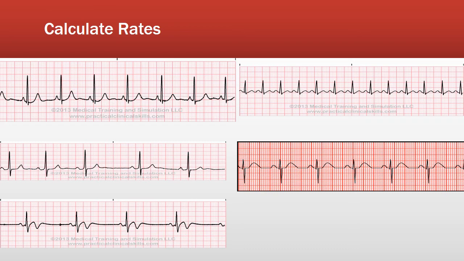Let's go to the bottom left. If we did the 6-second, that would be 40. If we did the triplicate, about 37. So it's pretty close. And another thing that you should be concerned about with this one, not only is it a slow rate, but we also have a flipped T wave. It's upside down.